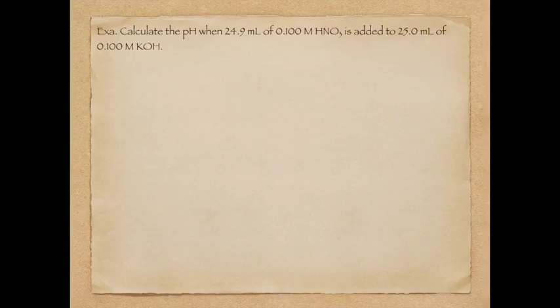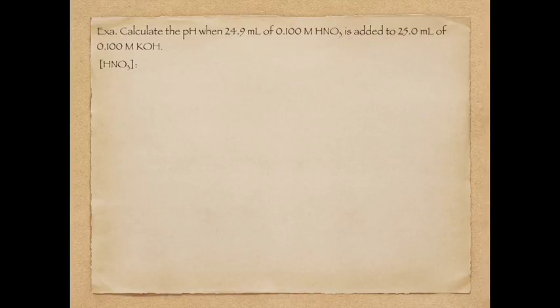It says calculate the pH when 24.9 milliliters of 0.100 molar nitric acid, so that's a strong acid, is added to 25.0 milliliters of 0.10 molar KOH. Well, potassium hydroxide is a strong base. So this is a strong acid and a strong base. Keep in mind, before you even get started, because you are adding two solutions together, you need to find the new concentration once they're mixed together. I'm going to show you one example of it, but for the rest of the time, I'm going to assume that you can do it.